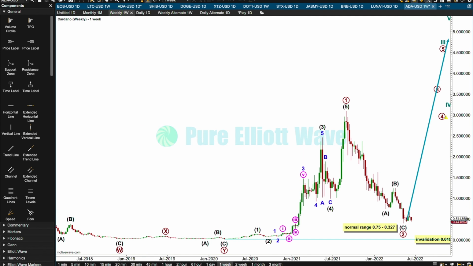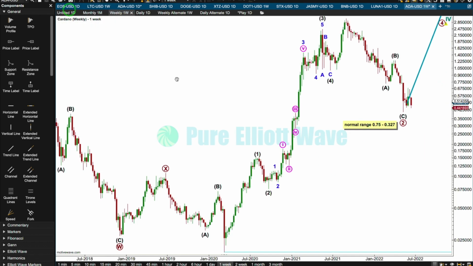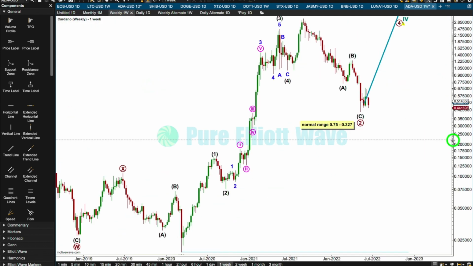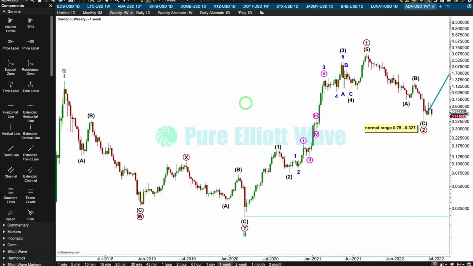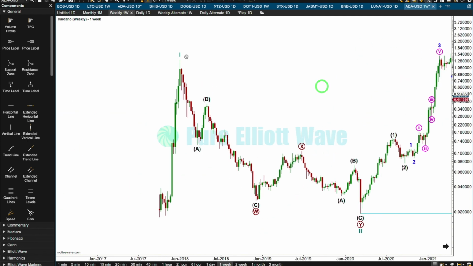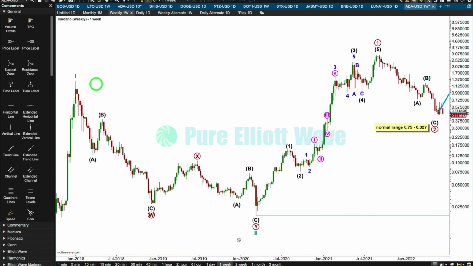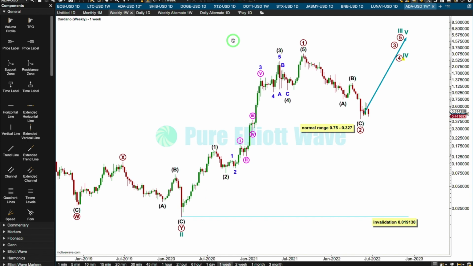Looking at a semi-log scale, that's better. I'm looking for the end of primary wave 2. So, cycle 1, cycle 2, primary 1, primary 2. This low here, 0.406529, is now well below this, so we can't label this 1, 2, 3, 4, because 4 can't move into one price territory. A core Elliott wave rule would be broken, so that would be an invalid wave count.